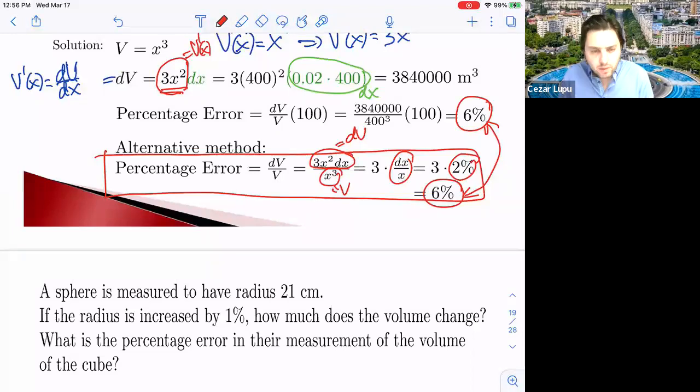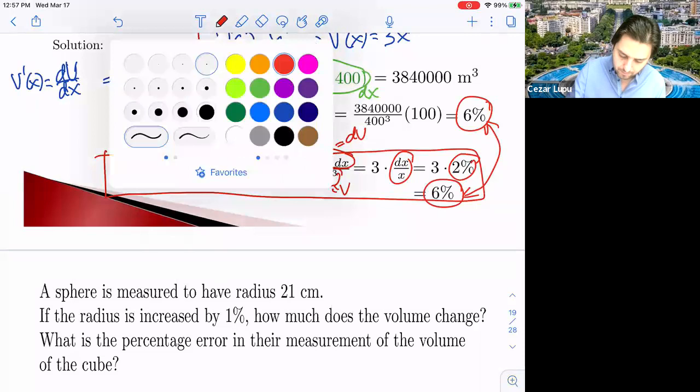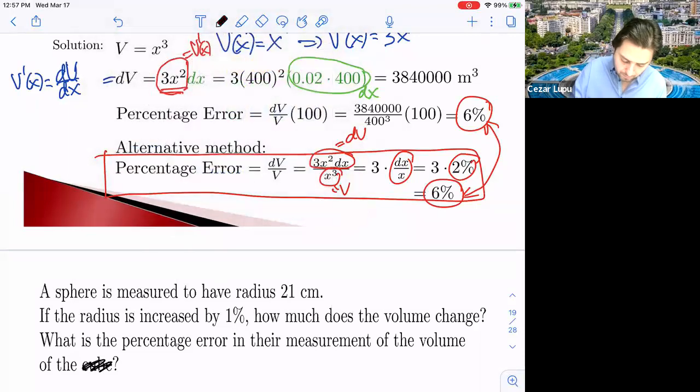Well, the volume of the cube, I think it's a mistake here. I think it's the volume of the sphere, I'm sorry. Anyway. So let's think a bit for a couple of minutes.